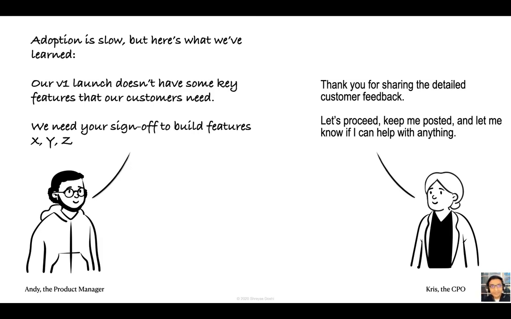Here's what we've learned. Our MVP isn't sufficient. We need to make it easier to implement and adopt our new product. We need features X, Y, and Z. The team gets the mandate to build out those features from Chris, the CPO, who's been quite bullish on this new product since the very beginning.